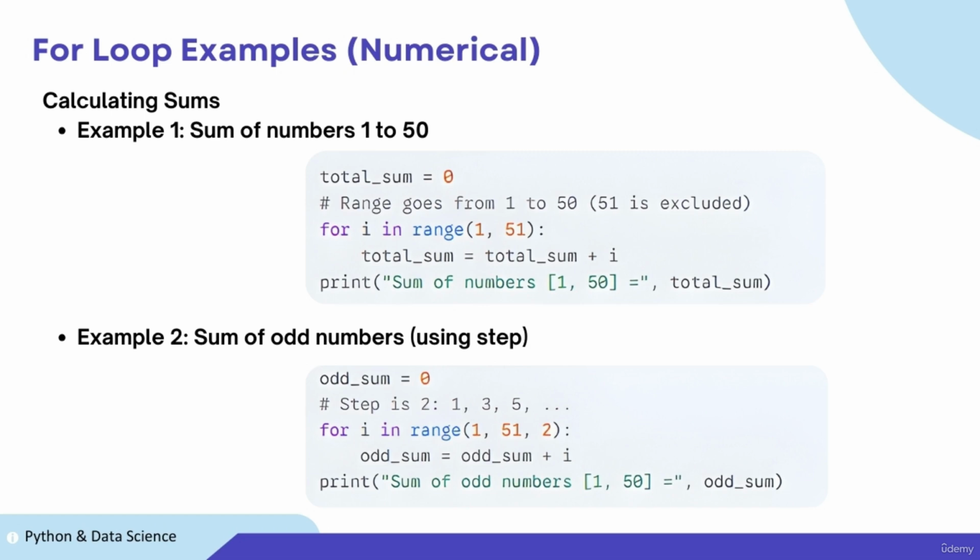Example 2. Summing only odd numbers. Here we add a third argument to the range function, 2. range(1, 51, 2). This tells Python to count by 2s, 1, 3, 5, and so on.